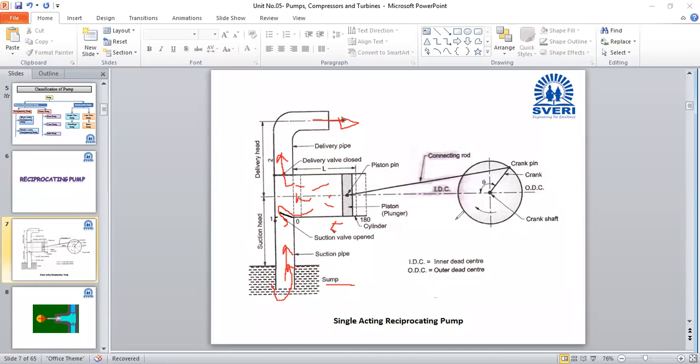But there is one problem: we do not get water or discharge for every stroke. One stroke is empty, that is the suction stroke, and on the other stroke we get water. To eliminate this problem, another type of pump is provided. This pump is called the double acting reciprocating pump.